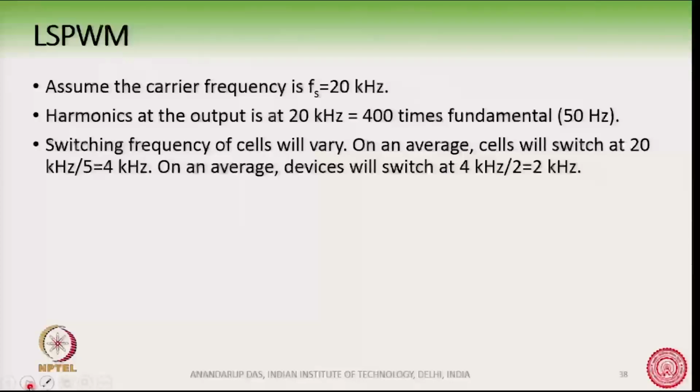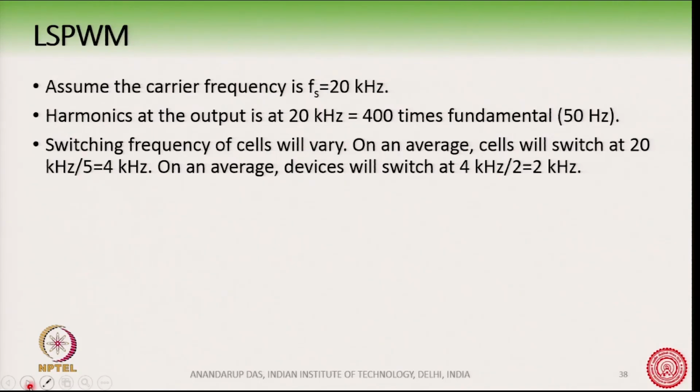So, note the difference between phase shift PWM and level shift PWM. There the triangular frequency, or the carrier frequency, was less, 2 kilohertz, because it was equal to the switching frequency of the device. Here the carrier frequency is 20 kilohertz, it is much higher. However, the average switching frequency will be still 2 kilohertz, same as phase shift PWM.